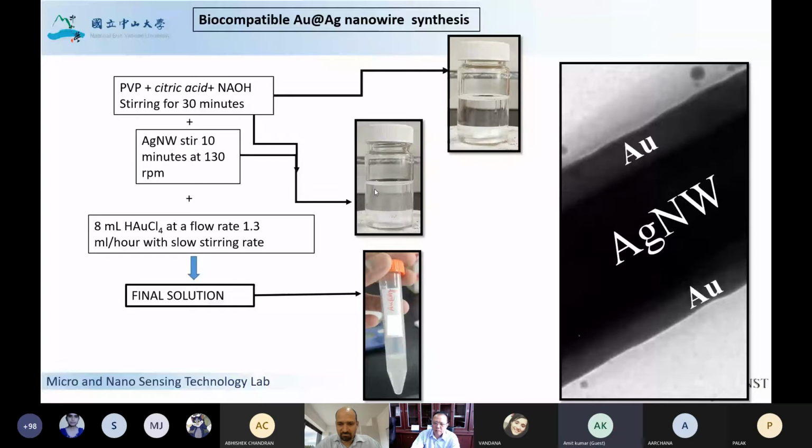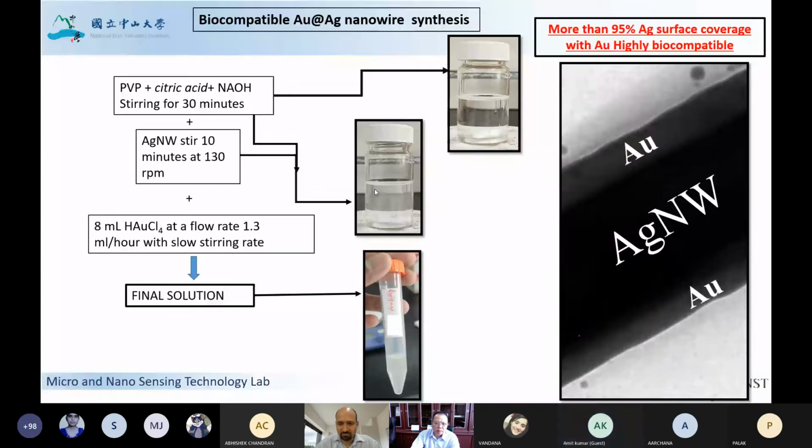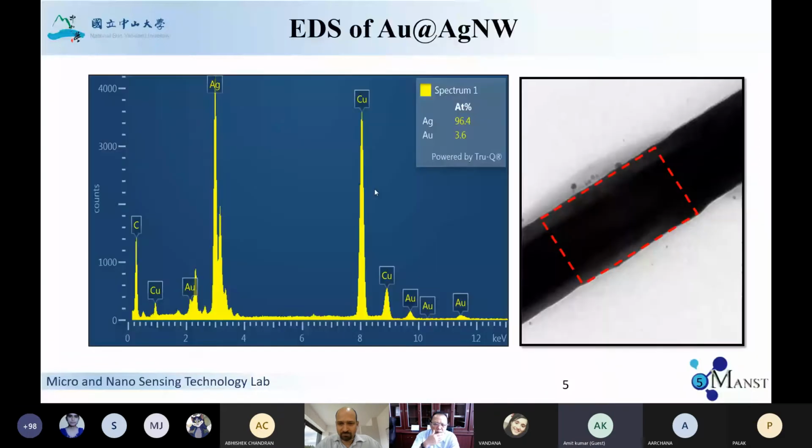So you can see 95% coverage of Au on the Ag surface. And after that, I do EDS of my synthesized gold-coated silver nanowire. And from the EDS spectrum, you can see the Au atomic percentage is 3.6. That shows the gold is coated in a very small amount, but completely on the surface of the silver nanowire.